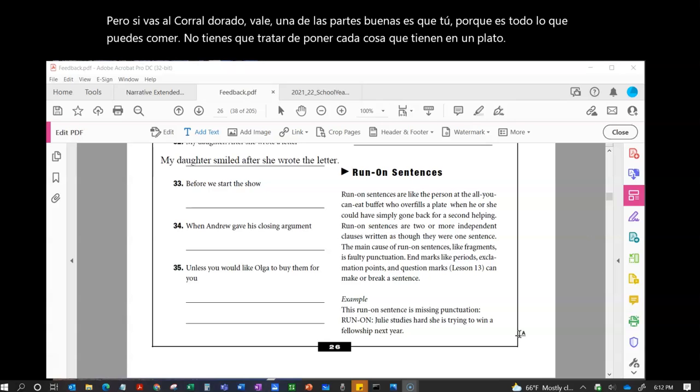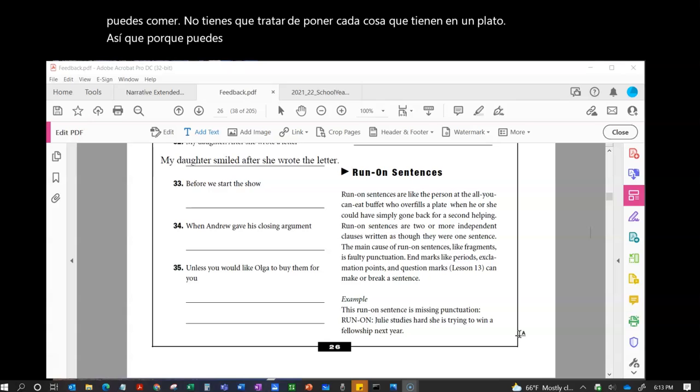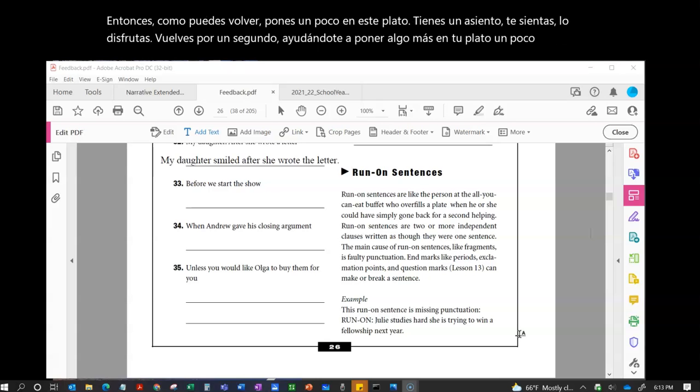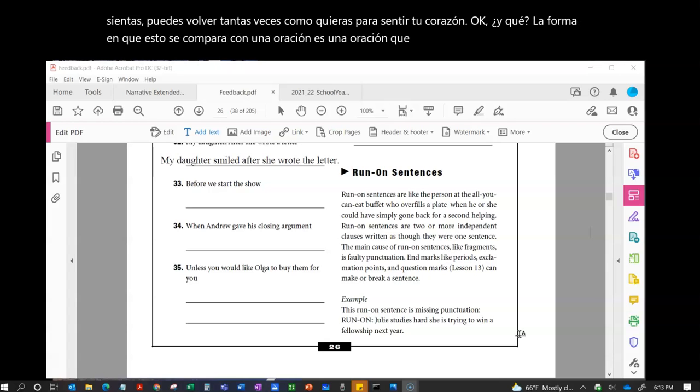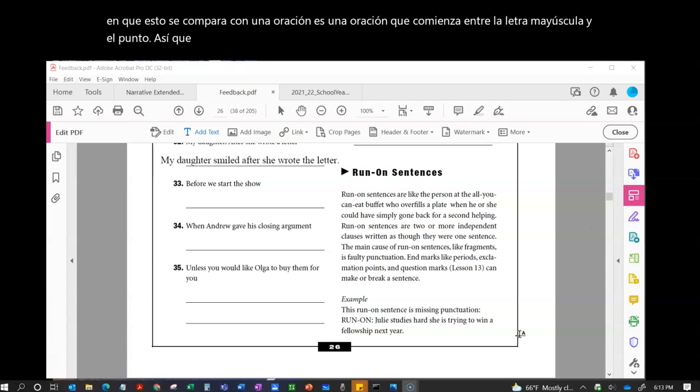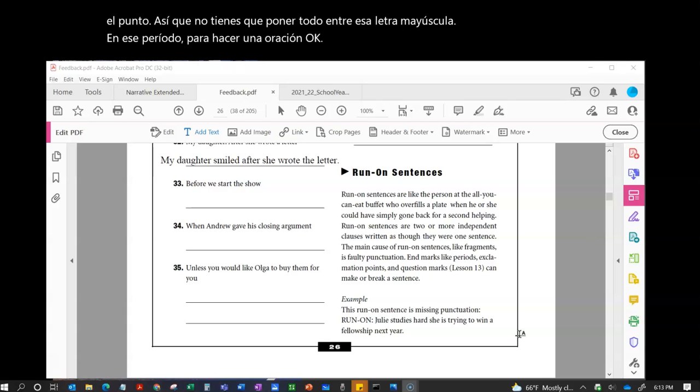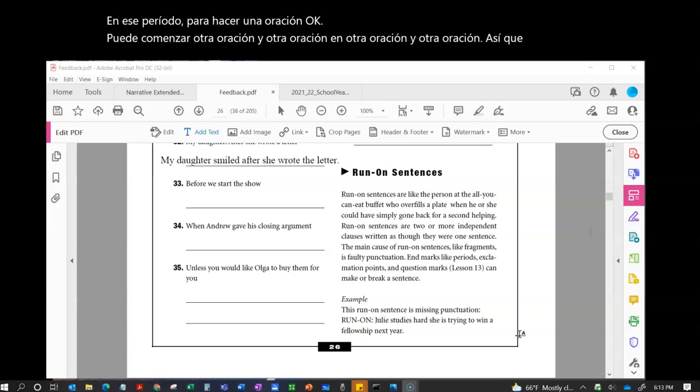Okay, so because you can go back, you put a little bit on this plate, you have a seat, you sit down, you enjoy it. You go back for a second helping, you put something else on your plate, a little bit, you sit down. You can go back as many times as you like to fill your heart, okay? So how this compares to a sentence is, a sentence starts between the capital letter and the period. So you don't have to put everything in between that capital letter and that period in order to make a sentence, okay? You can start another sentence and another sentence and another sentence. So that's what that comparison was for.